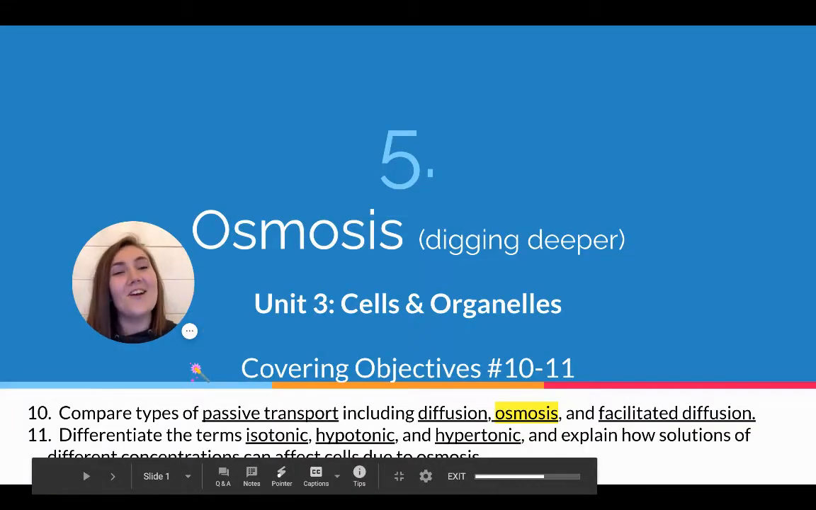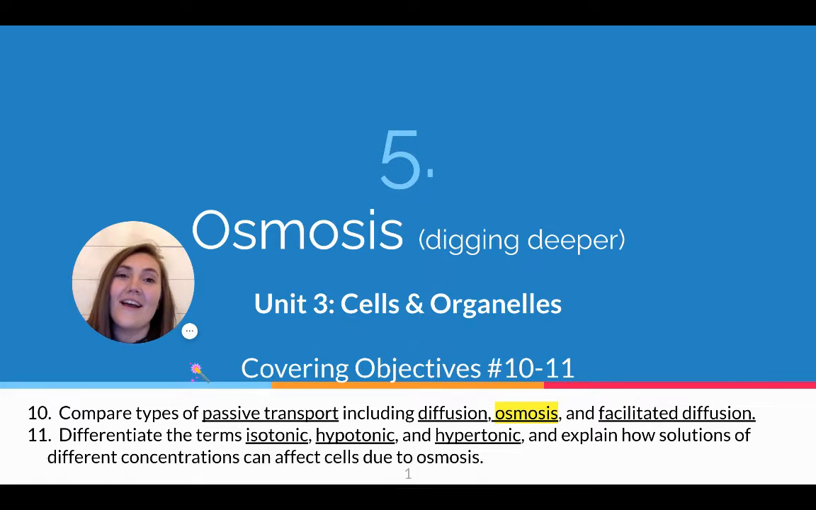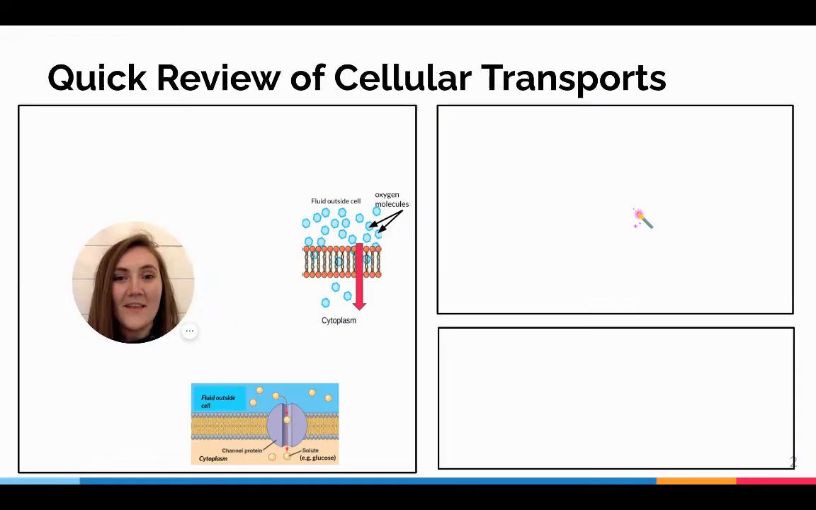Hi everyone, this is Miss Longley, and today we are going to be looking at osmosis in a more in-depth exploration. We're going to be covering objectives 10 through 11. Number 10 you've seen before with the other two passive transports, simple diffusion and facilitated diffusion. And we'll also cover objective number 11, which is differentiate the terms isotonic, hypotonic, and hypertonic, and explain how solutions of different concentrations can affect cells due to osmosis. So let's go ahead and get started.